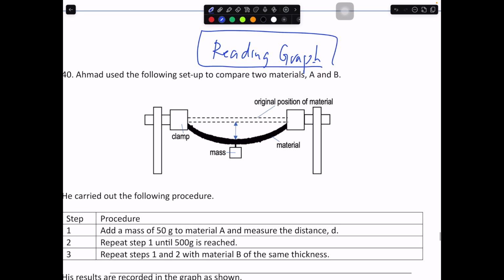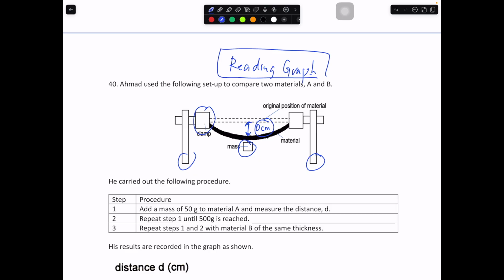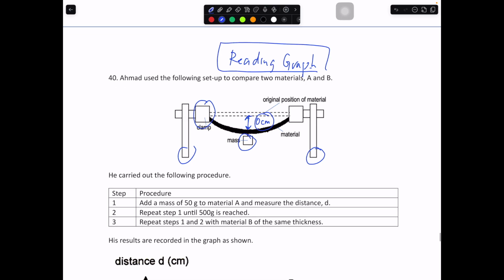This setup has a wooden pole, then you have a clamp. Originally, this is how the material has been laid. Without the mass hanging on it, the original distance over here should be more or less 0 cm. So it should not have been slacked or pulled by the masses. Originally you have this over here, very straight. The distance is 0.